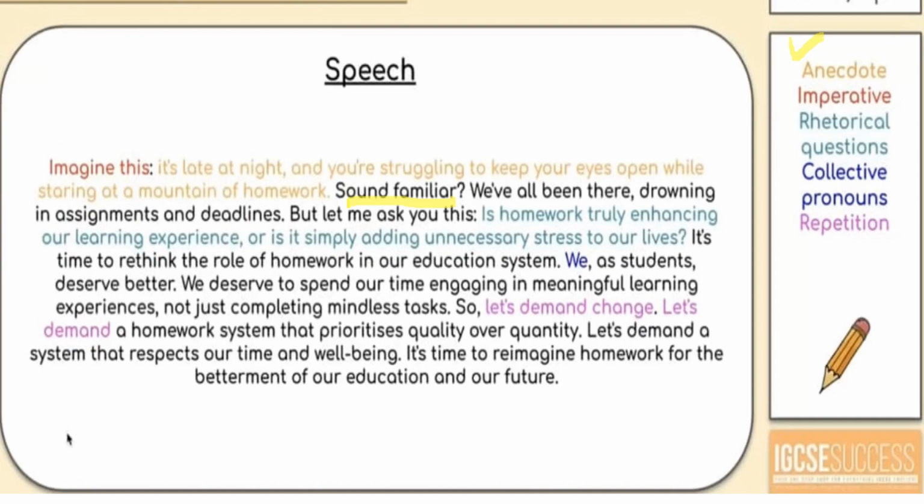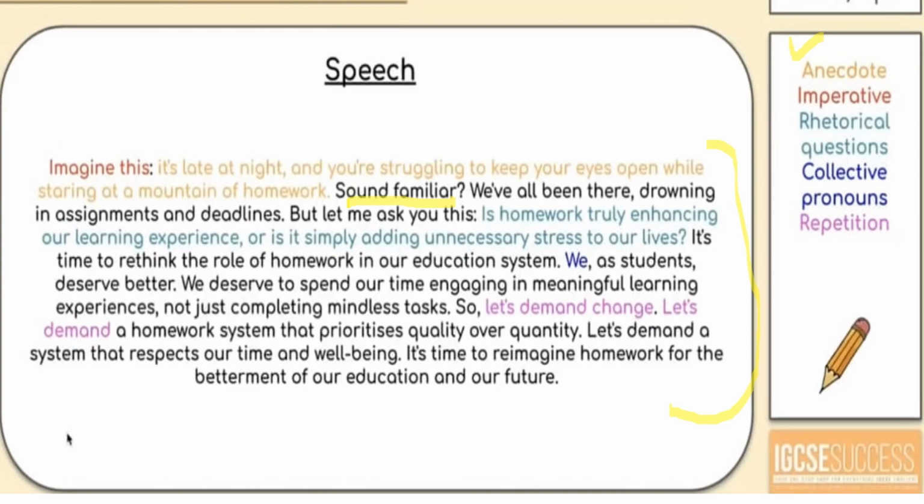A homework system that prioritizes quality over quantity. Let's demand a system that respects our time and well-being. See, the repetition of "let's demand" is very effective. It's time to reimagine homework for the betterment of our education and our future. So you see that it's only the beginning of a speech, only a section of it, but the writer, because he knows writing, has implemented all the required elements of speech in this particular short sample.